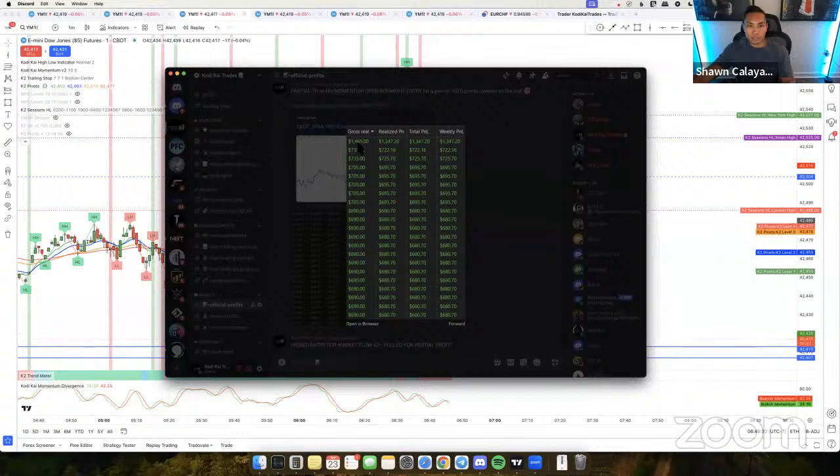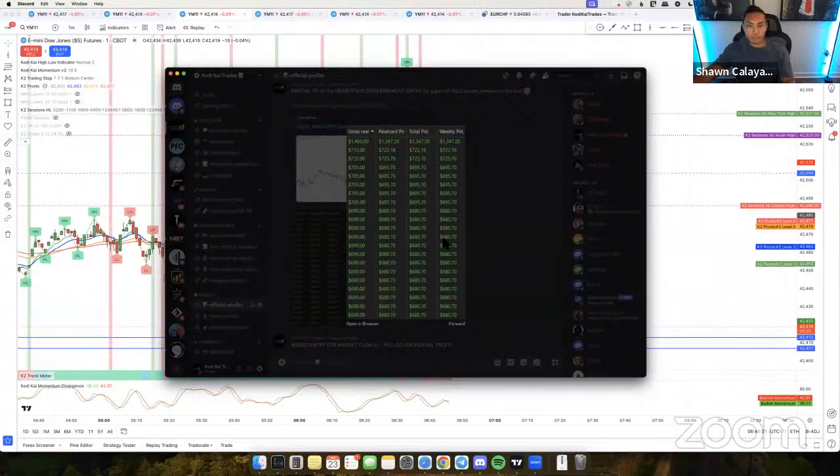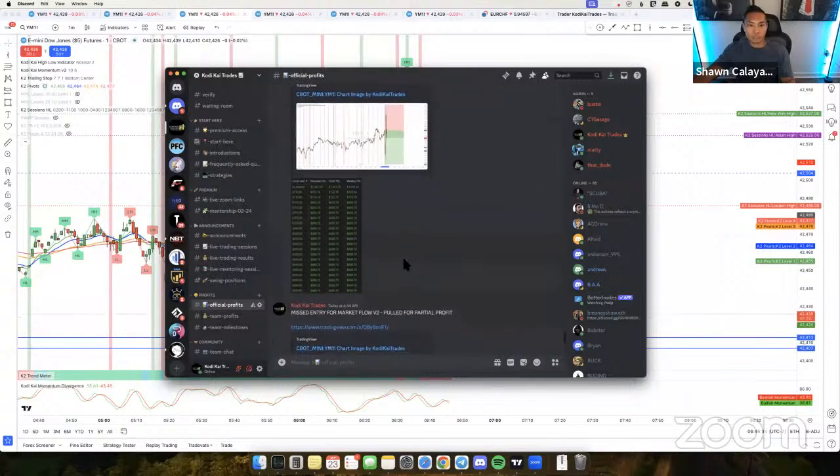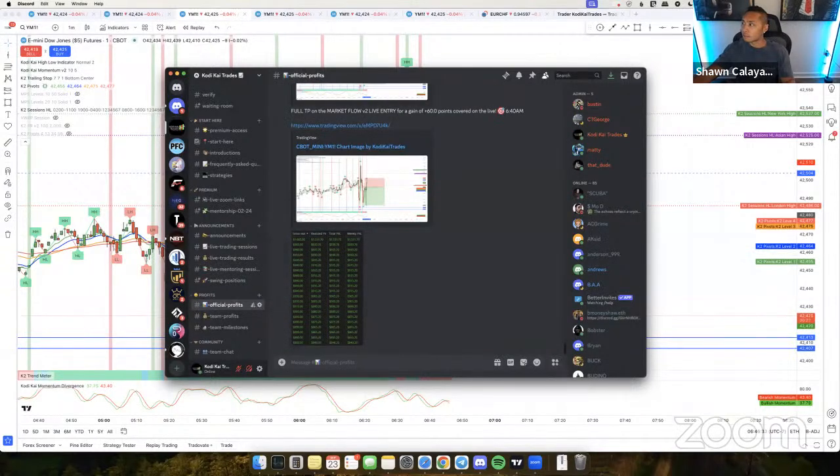This is my personal account right here. I logged in 1,465 to be exact, and then my Apex accounts right here. So that's how much I trusted in the entries for today, because usually I only take this on my Top Step account. But for today, I took them on all of them because I had real confidence.